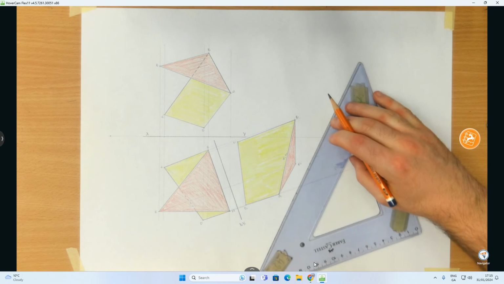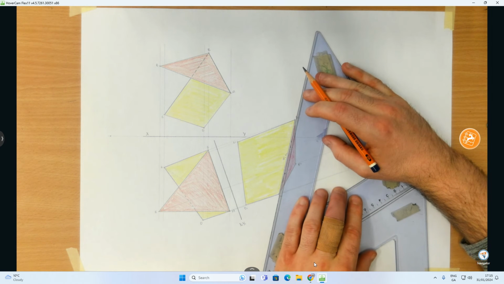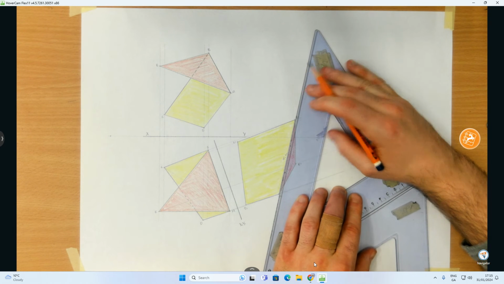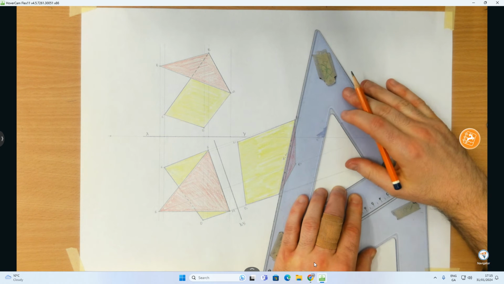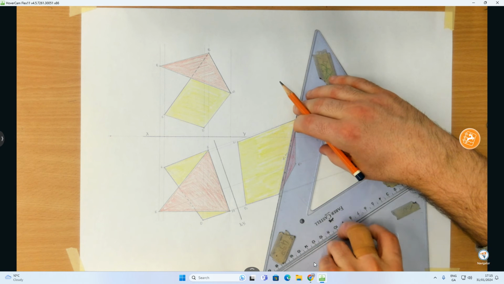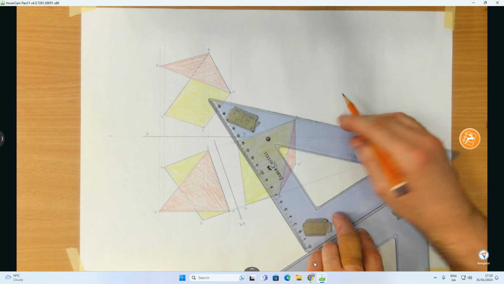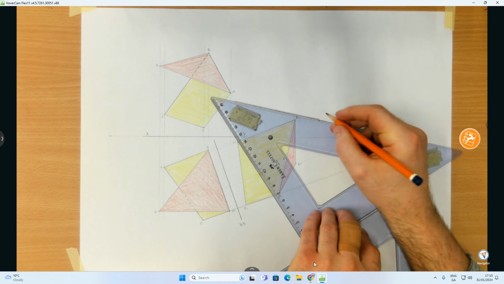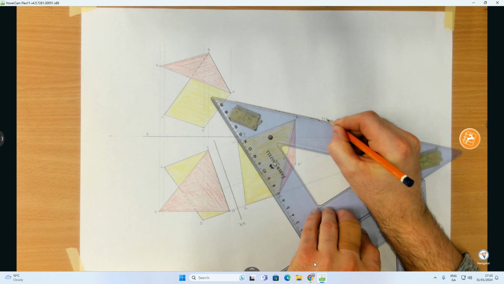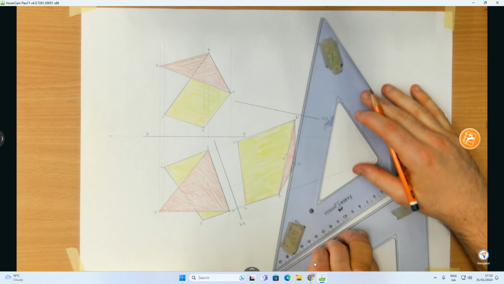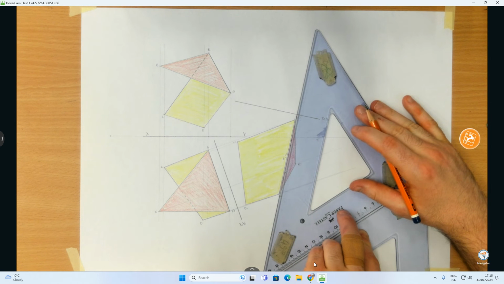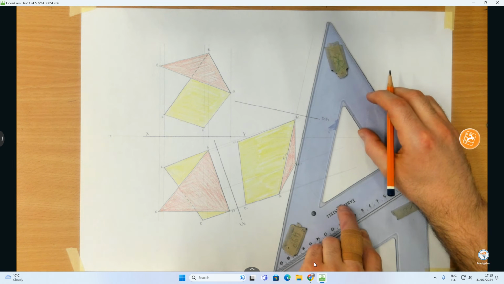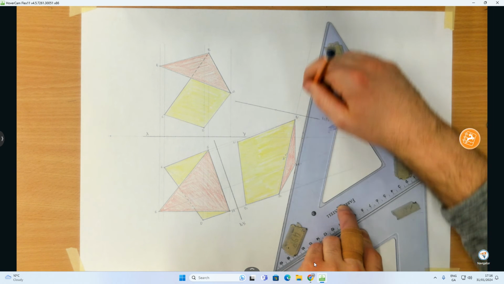So what we have to do is set up now an x2, y2 perpendicular to the true length line. Because we're looking along the true length, we have to set up an x2, y2 perpendicular. So I'm going to set it up here, rotate my set square, and that there now is our x2, y2. And we'll project out all the points perpendicular to the x2, y2. Or I could also say parallel to the true length line.